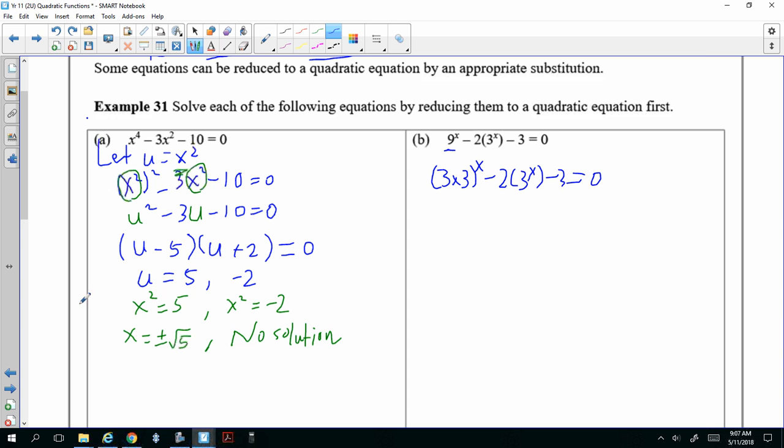Now I'm going to use the index law. The index law will say 3 to the power of x, you distribute the powers, right? 3 to the power x multiplied by 3 to the power x. And then you're going to let u equal to 3 to the power x. Like that. So you end up getting u times u minus 2u minus 3 is 0.